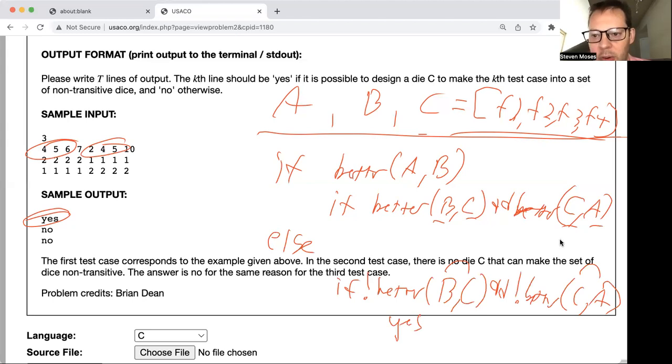If we get all the way through all of our for loops and we make it all the way to the bottom and nothing printed out yes or returned, then that means that no die was found, which means that down here you can print out no.